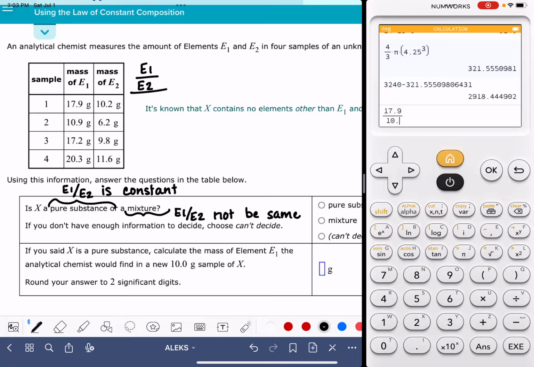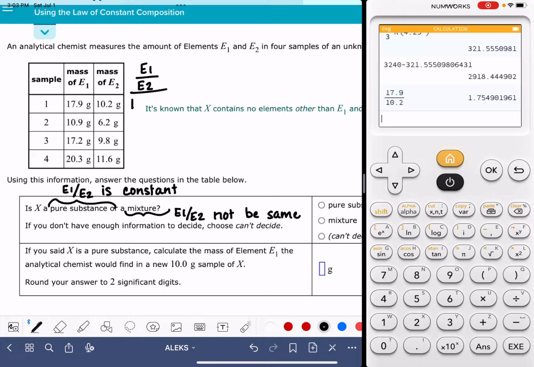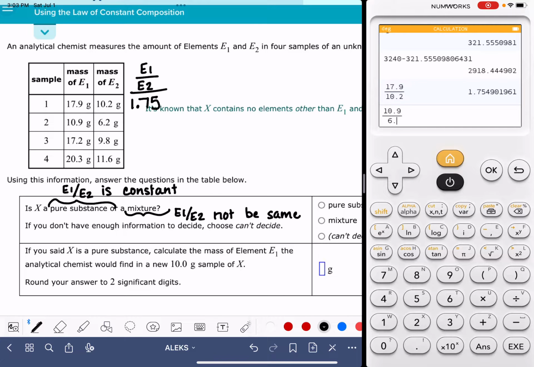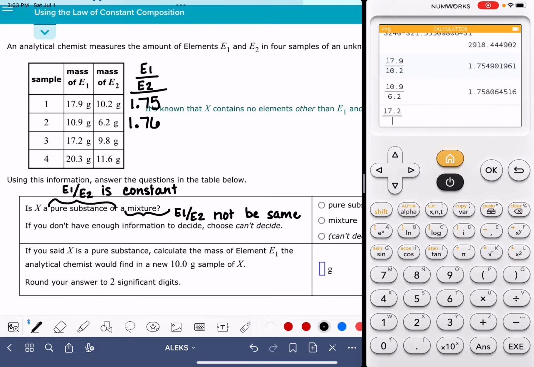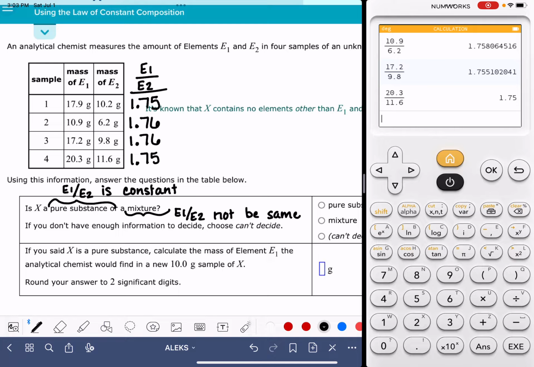I'm going to make a column of the data, E1 divided by E2. 17.9 divided by 10.2. There isn't a shortcut here. You do have to do this calculation for all 4 of these samples. I'm going to use 3 sig figs for my answers. That's going to be 1.75 for the first sample. 10.9 divided by 6.2 is 1.76 for my second sample. 17.5 divided by 9.8 is 1.76 for my third sample. 20.3 divided by 11.6 is 1.75 for sample number 4.